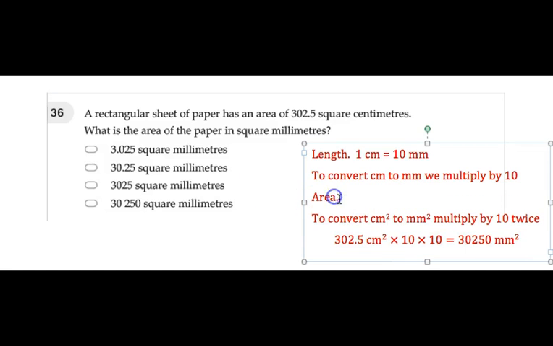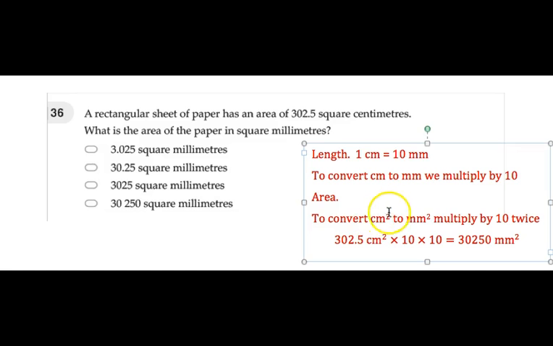Now, to convert area, it's different. When you find the area, let's say, for example, of a square, you're multiplying one side length by another. So these are area units, square centimetres and square millimetres. So we know that to convert normal centimetres to millimetres, we multiply by 10, because going from big units to small units, you'll always have more small units, so you multiply.